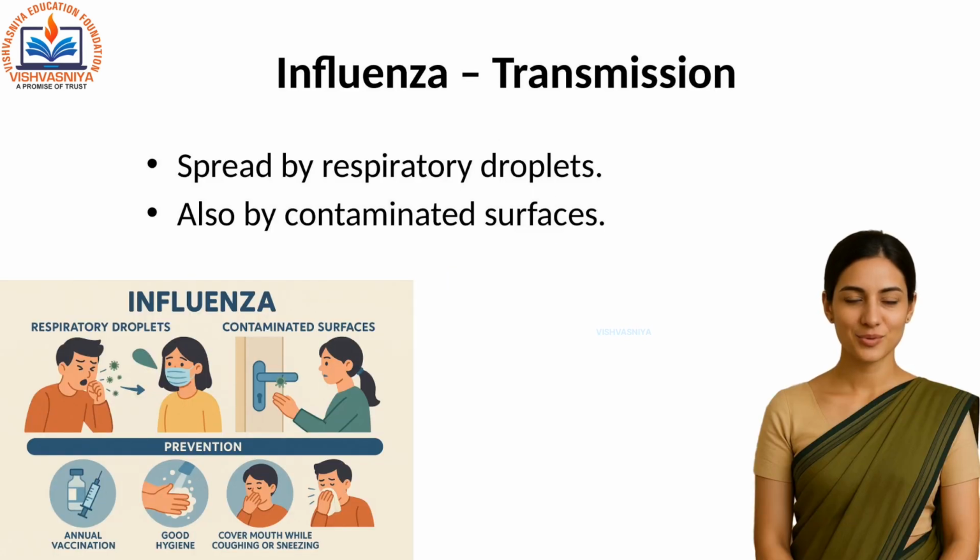Influenza spreads through respiratory droplets when a person coughs or sneezes. It can also spread through contaminated surfaces like door handles. The best prevention is annual vaccination, along with good hygiene and covering the mouth while coughing or sneezing.